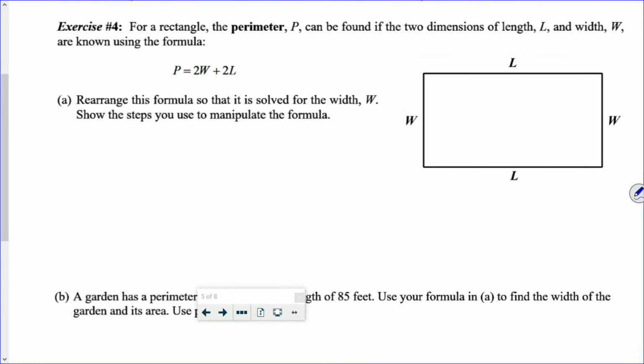For a rectangle, the perimeter P can be found if the two dimensions of length L and width W are known using the formula P equals 2W plus 2L. Letter A asks us to rearrange this formula so that it is solved for the width W. Show the steps that you use to manipulate the formula.